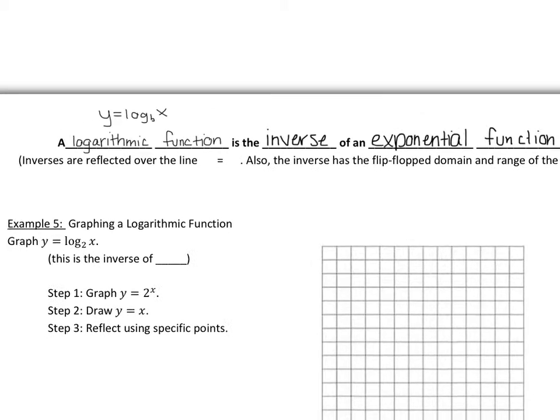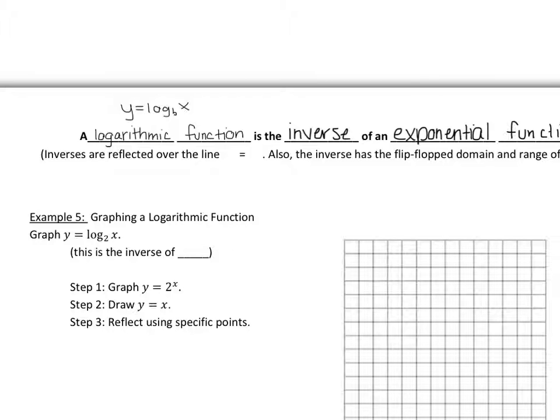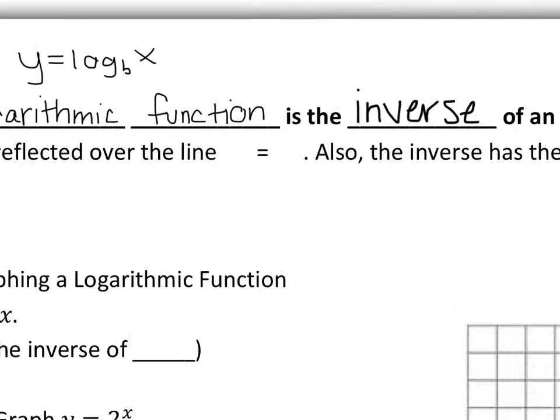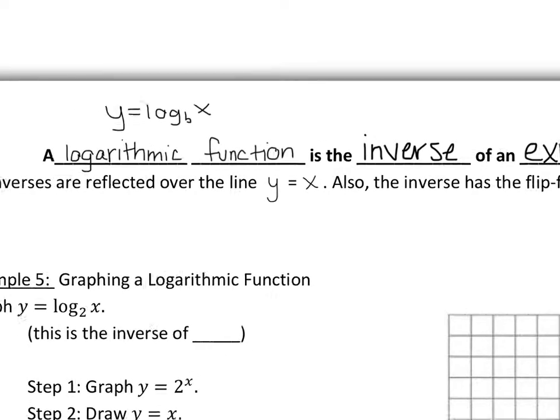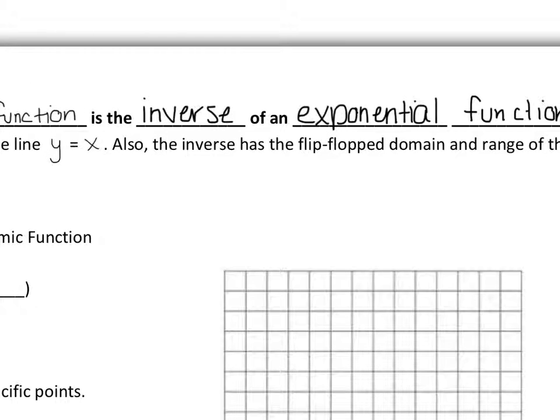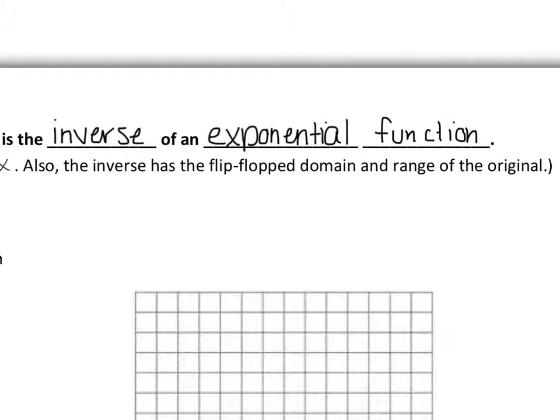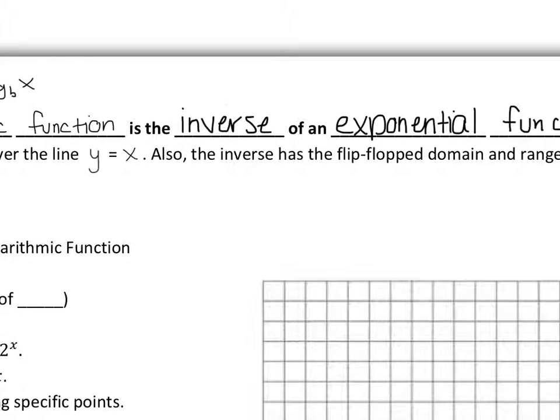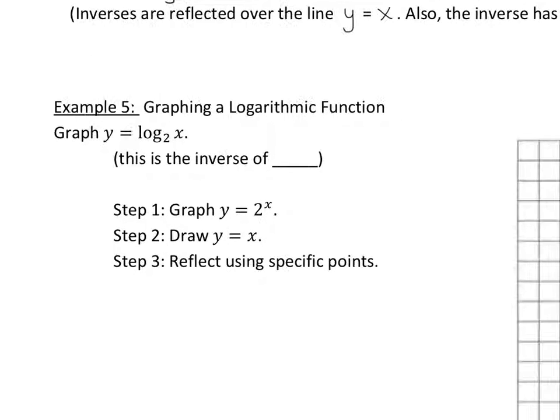All right, so inverses are reflected over what line? Hopefully you have this right because it was on your last test. Over the line y equals x. So that's the diagonal line that goes through the graphs. Also, the inverse has the flip-flop domain and range of the original. Remember that for inverses, x and y just switch. So we are going to graph a logarithmic function by graphing the inverse first, because we know how to do that.